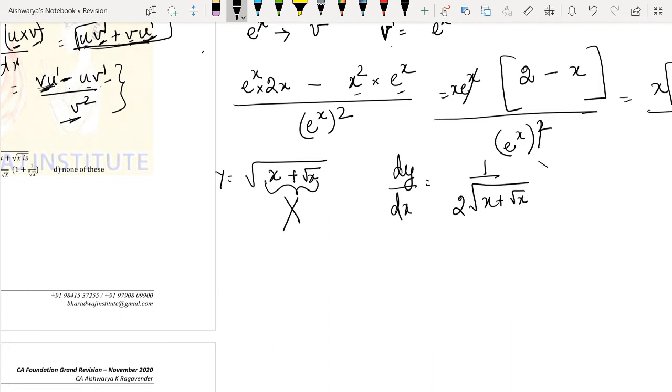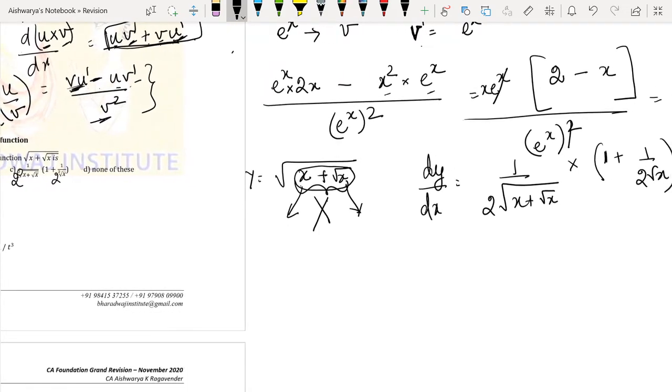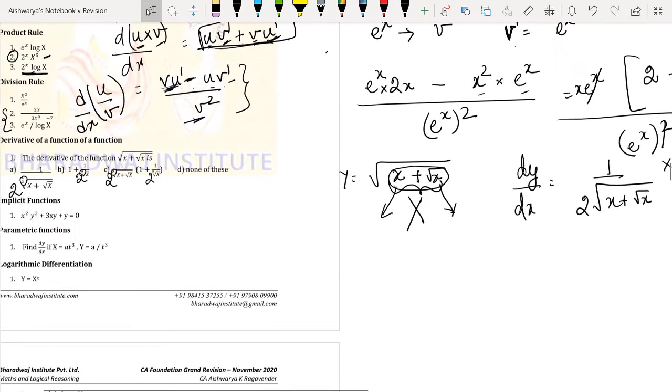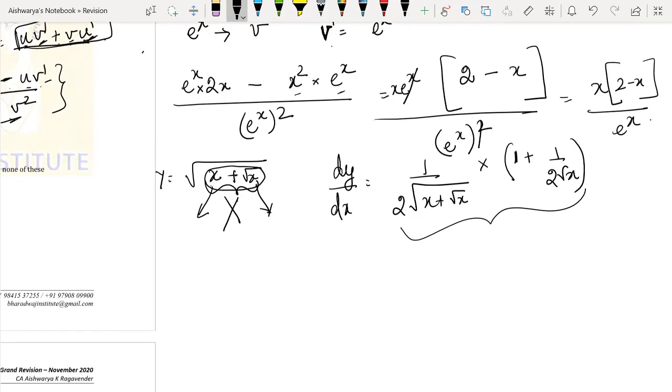Now this is multiplied by the differentiation of each of the terms inside. What are the terms? This term and this term. Differentiation of x is 1 and differentiation of root x is 1 by 2 root x. Now close the bracket. At this juncture, please check with the options. In the options, the 2 should be next to the root x, it should be 2 root x. So which option is correct? It is option C, which matches. We don't have to work out anything further.